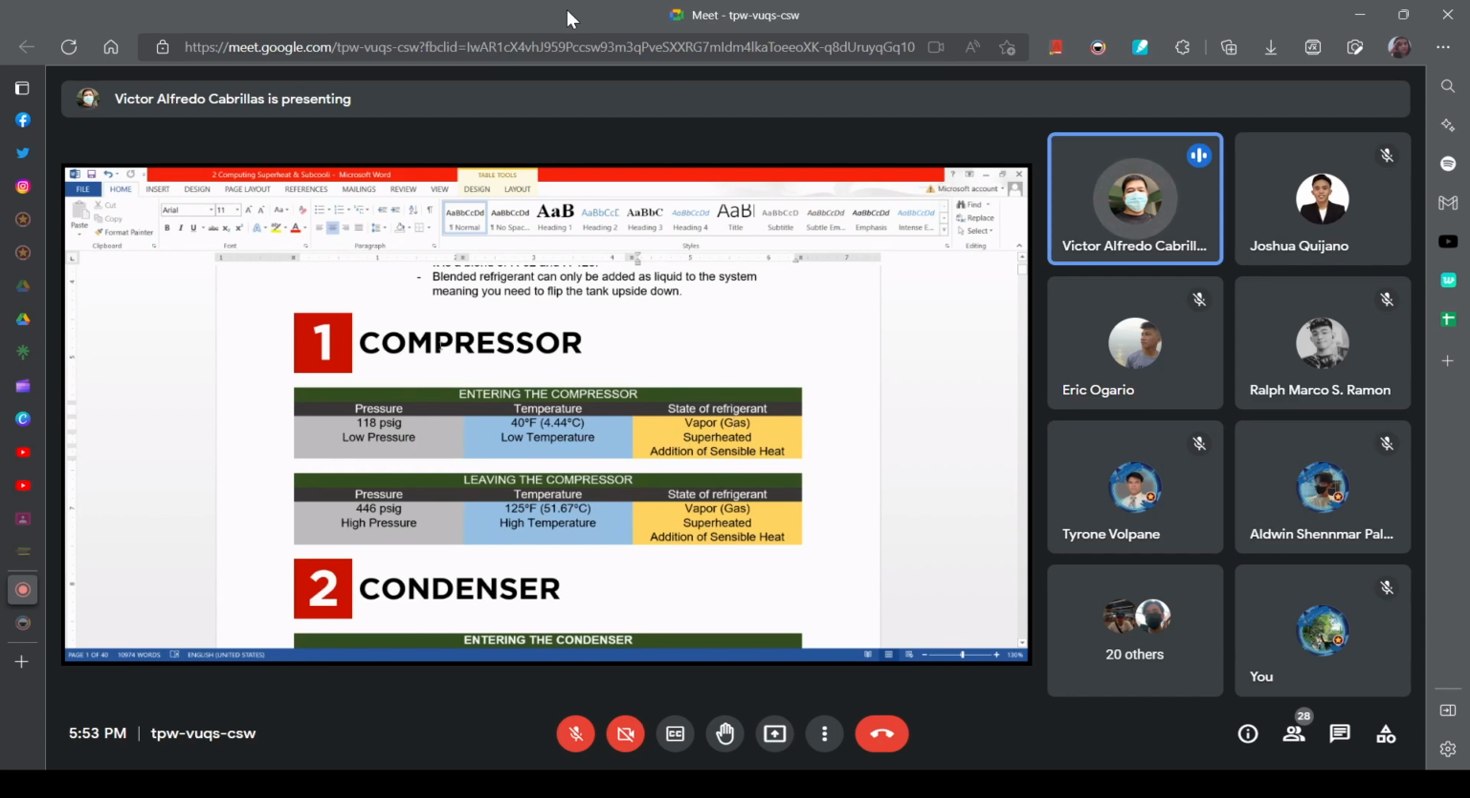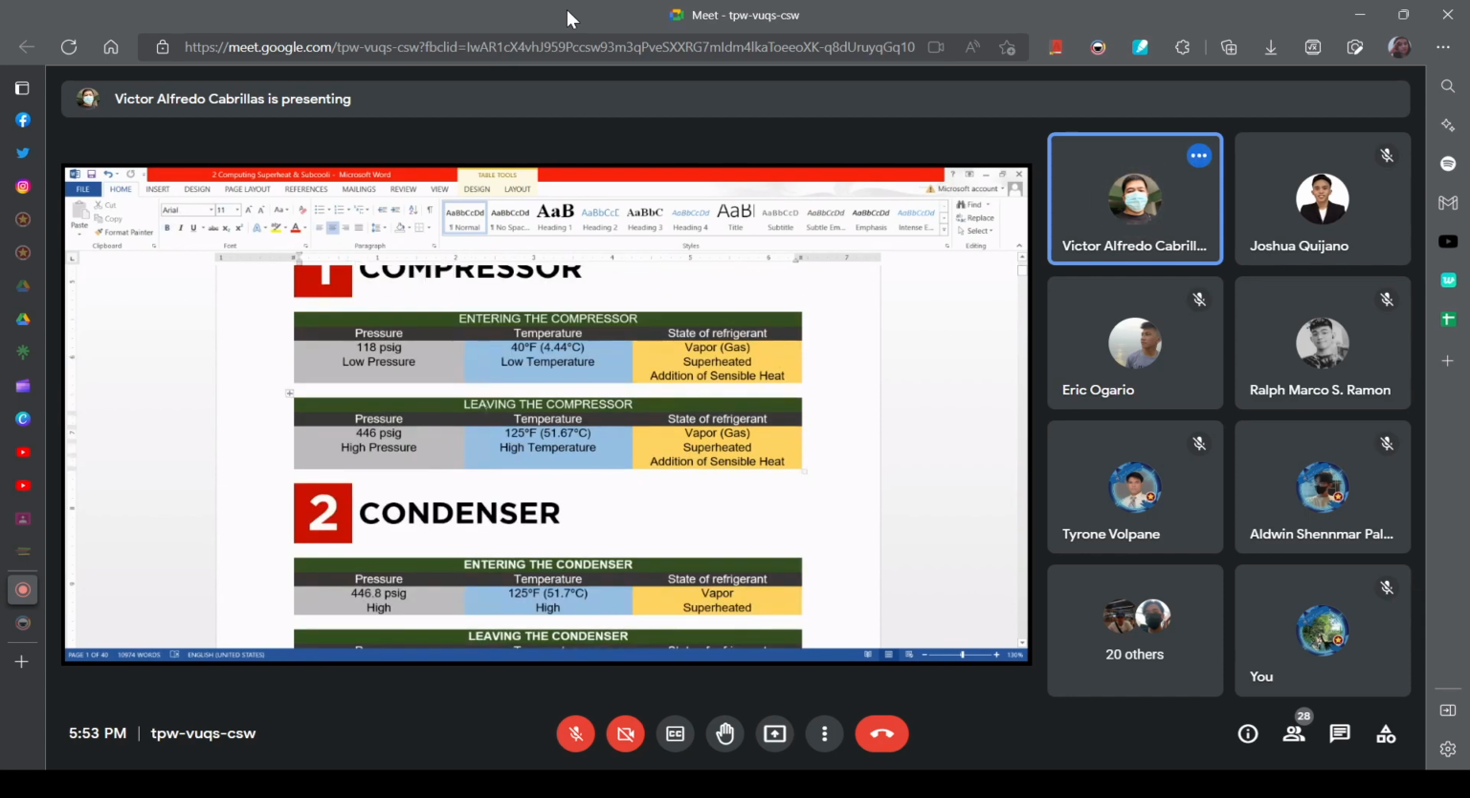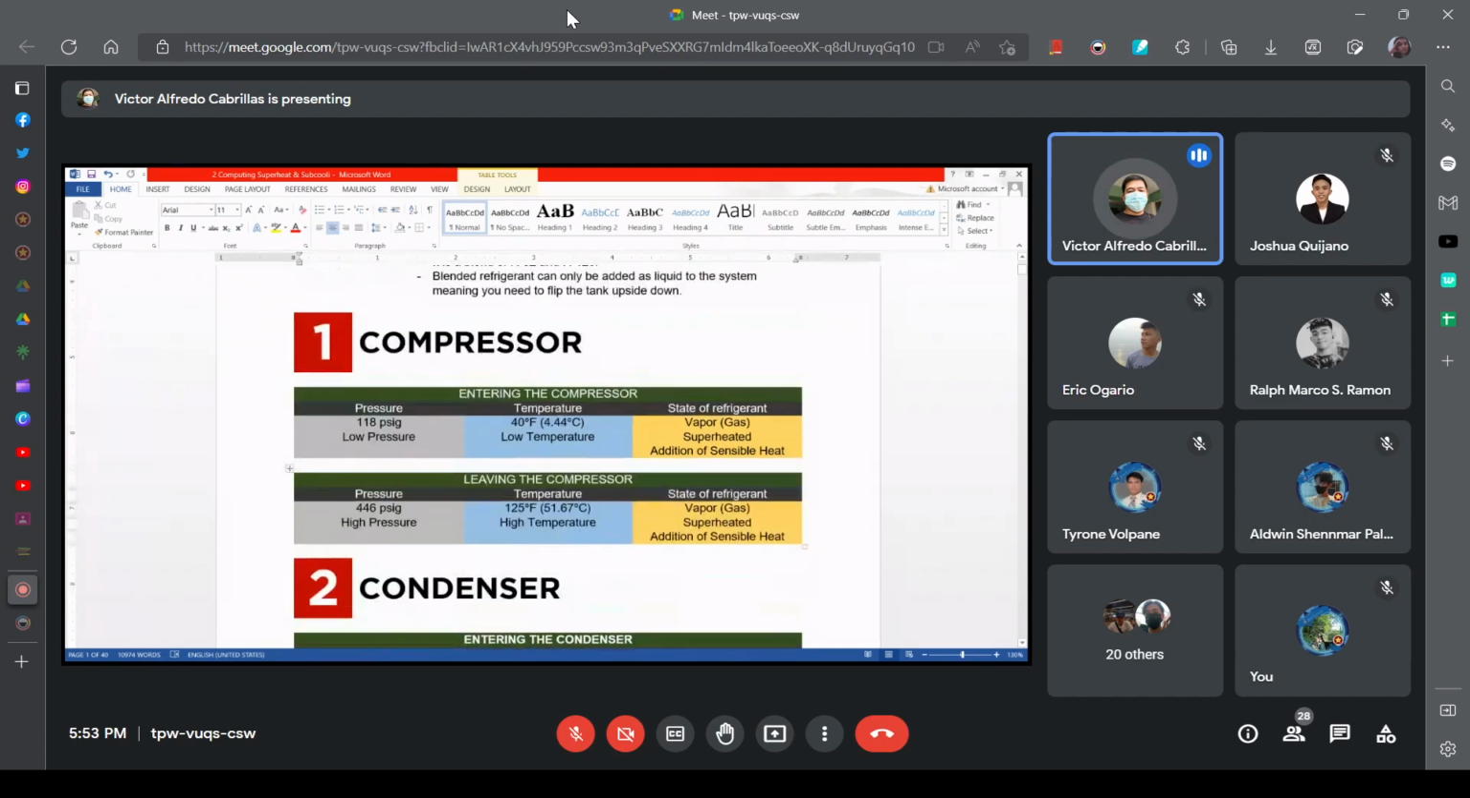Sa compressor yun ha. So nandito tayo sa compressor. Okay, so that is during the entering the compressor. So ito yung estimated natin. Ito yung mga possible na makikita, ma-find out natin, makikita natin sa ating gauge manifold. Yung mga temperature na to, itong pressure na to.